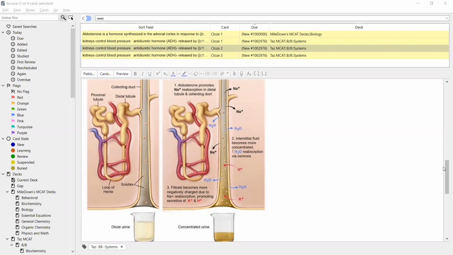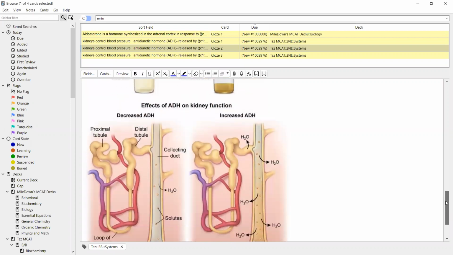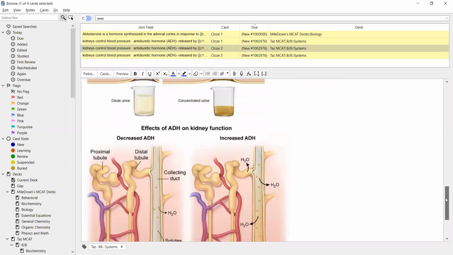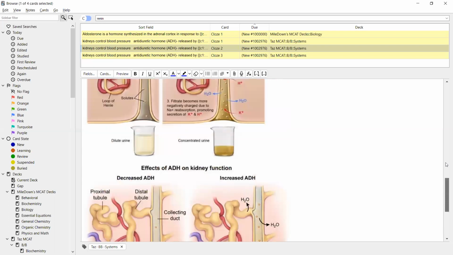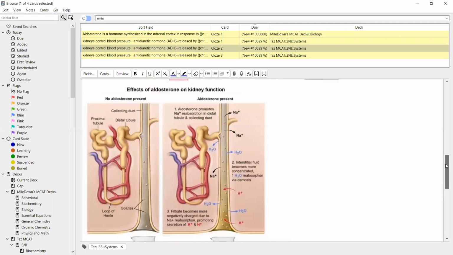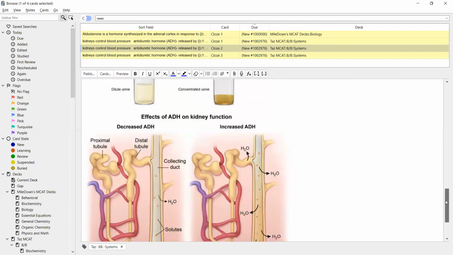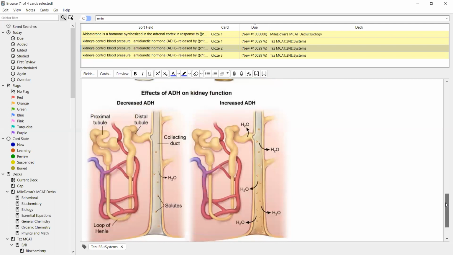Now let's compare this to ADH. Now, we can see a nice difference here. In aldosterone, we were taking the sodium out, which causes the water to come out as well. In ADH, we are just taking water out, and the sodium we don't act on. We're just taking water out.